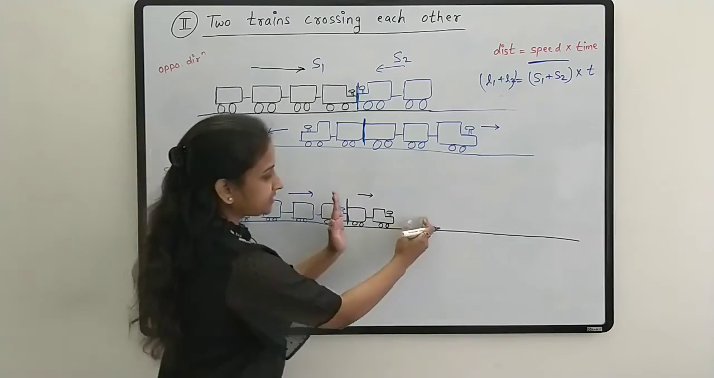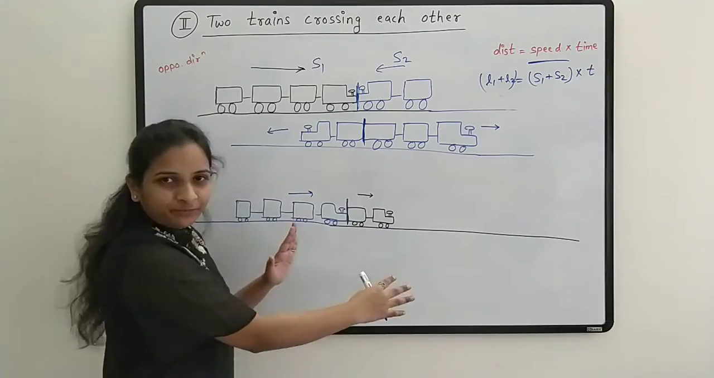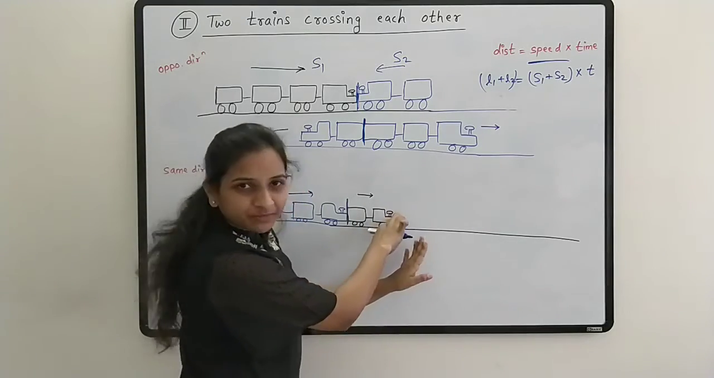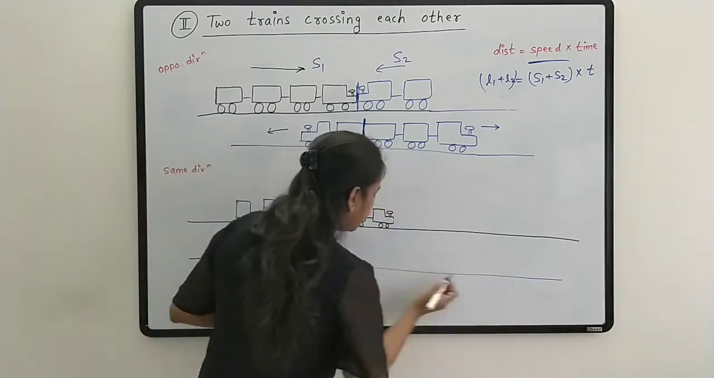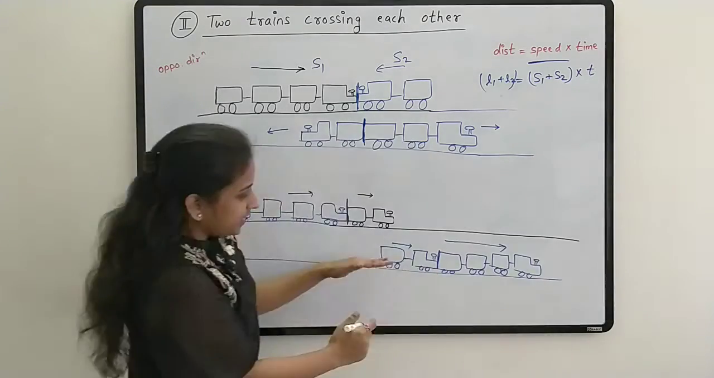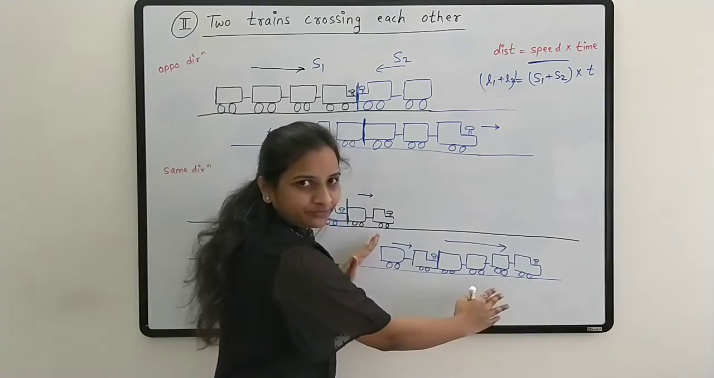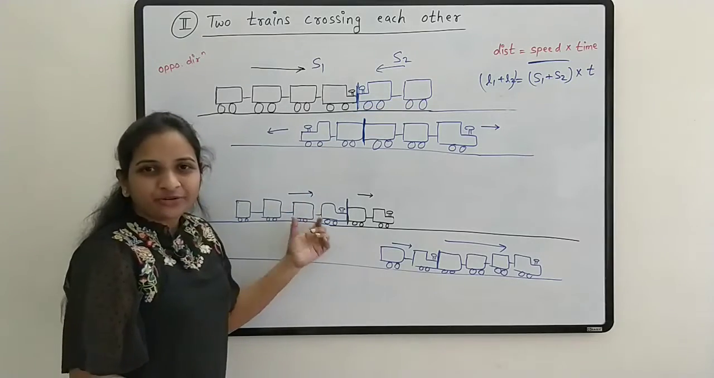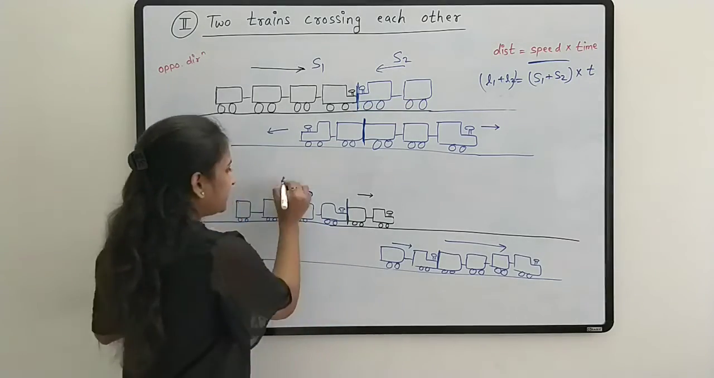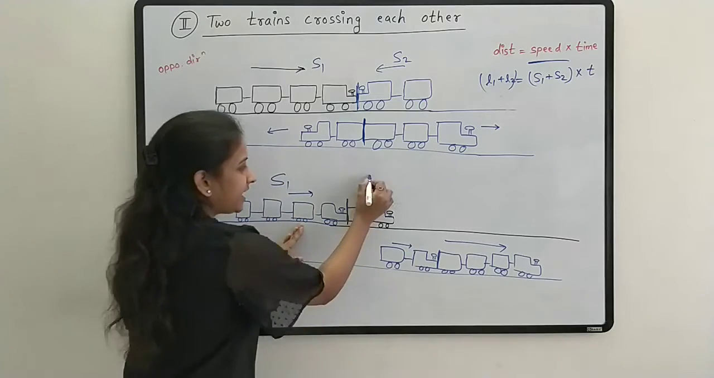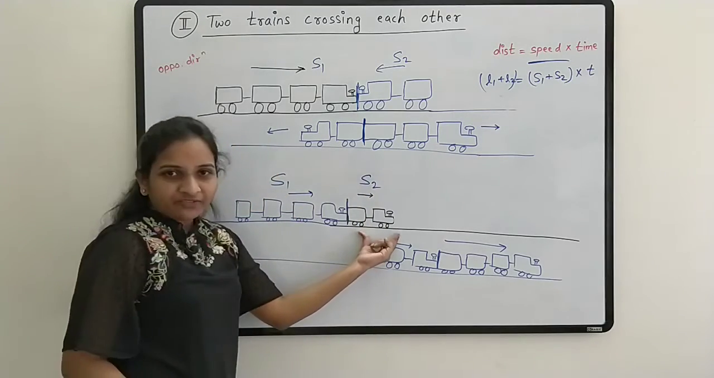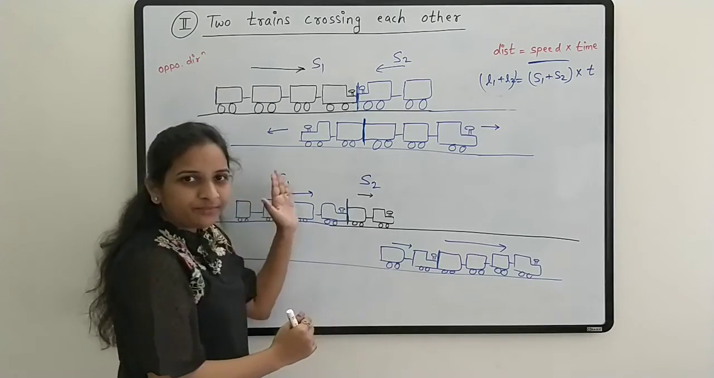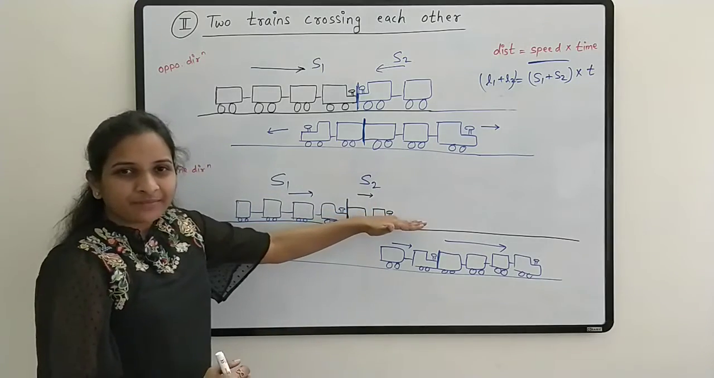Now this train is just about to cross this train, and the final position after crossing will be, the end point should be after the starting point of the second train. Okay, it looks like this. Here they have crossed each other. Understood? So in this case what should be the speed? Here again we have to consider relative speed. Here S1 is the speed of the first train and S2 is the speed of the second train. Relative speed is equal to S1 minus S2 because they are moving in the same direction.